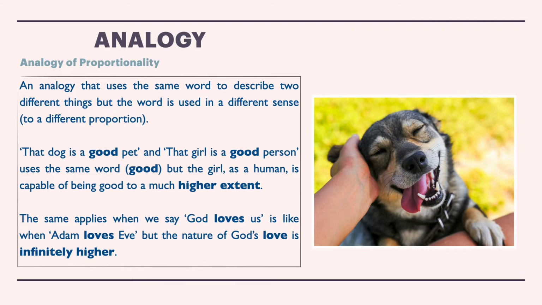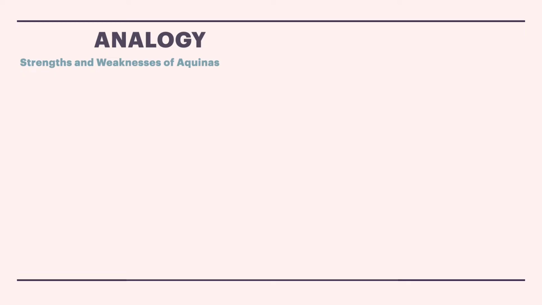Therefore, God's love is proportionately higher than the love of a human to another. God's love is infinitely higher. So the aim of all of this is to avoid anthropomorphism in language. Now there are some strengths and weaknesses of Aquinas' analogy here.